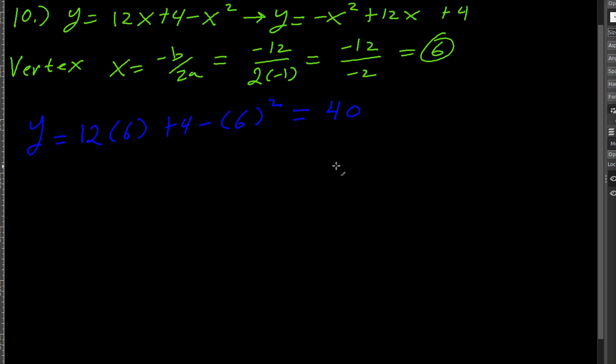Okay, so that means the vertex is 6, 40. All right, well, that wasn't so bad, right? Okay, so that should help you with problem 10.